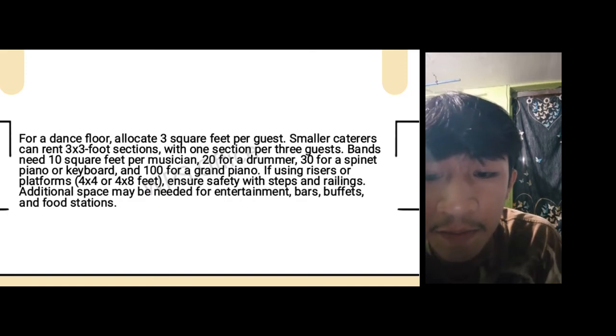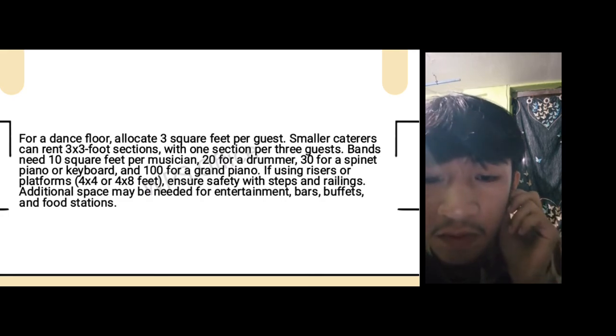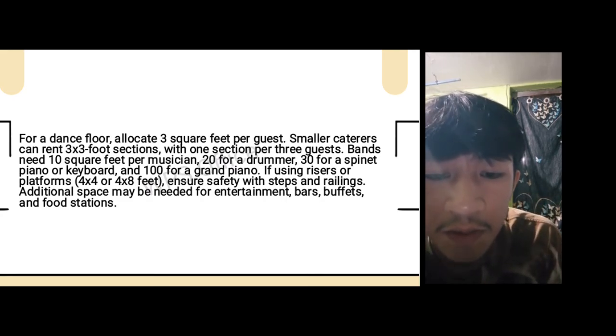A band needs 10 square feet per musician, 20 for a drummer, 30 for a spinet piano or keyboard, and 100 for a grand piano. If using a riser or platform, 4 by 4 or 4 by 8 feet. Ensure safety with steps, and additional space may be needed for entertainment, bars, buffet, and food stations.